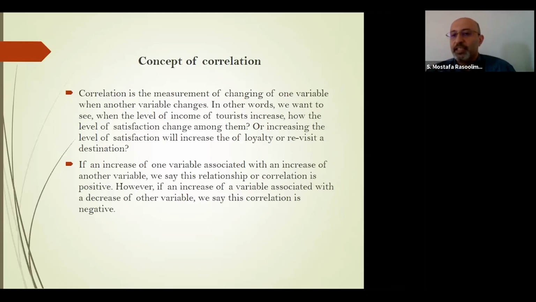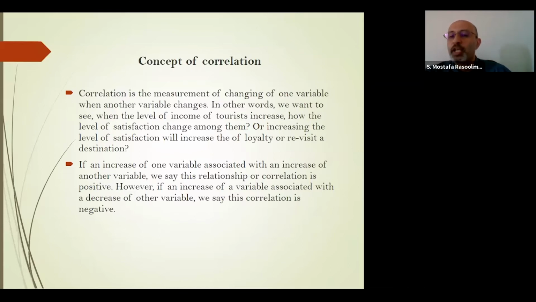But if we only want to see a relationship between two variables, we don't want to see cause and effect. We don't want to see the effect of loyalty on revisit intention. We only want to see how these two variables change together, and what the relationship between these two variables is. This is correlation. So when we use correlation for hypothesis testing, our hypothesis should refer only to the relationship between variables, not cause and effect.